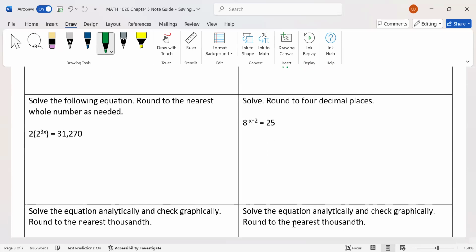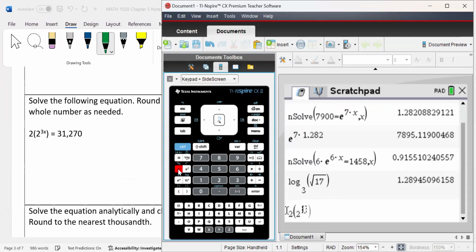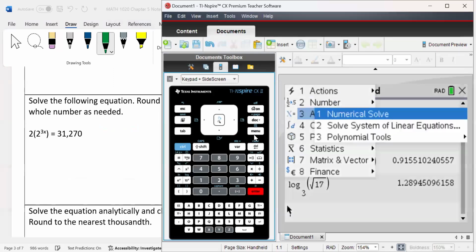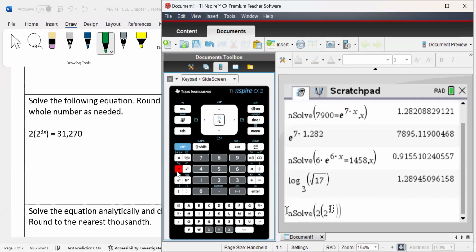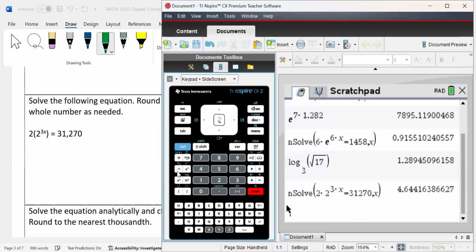Put this next one in. And drop numerical solve. Equals 31270, comma x. So again, maybe make a note of what it looks like in the calculator in your notes. And this was the nearest whole number. It's really odd. So x is going to be equal to 5.